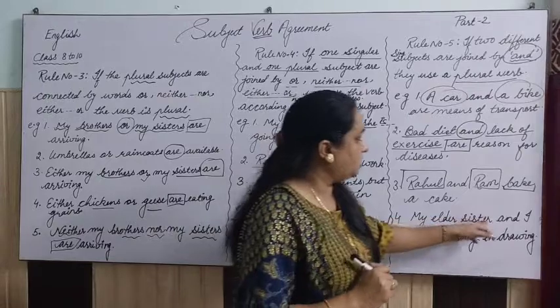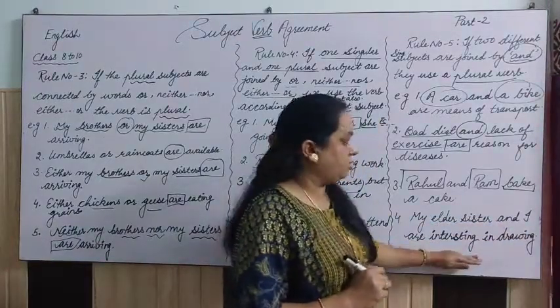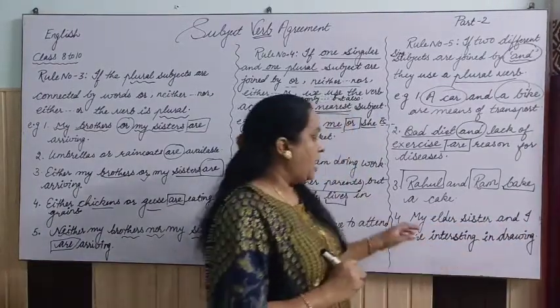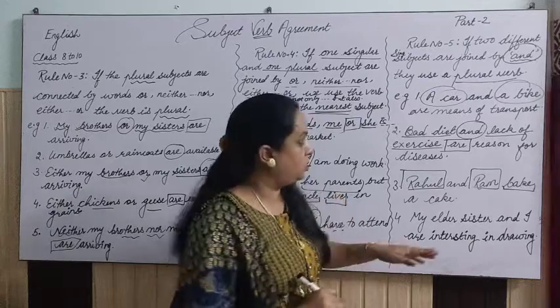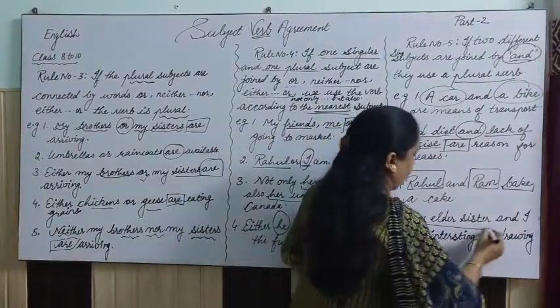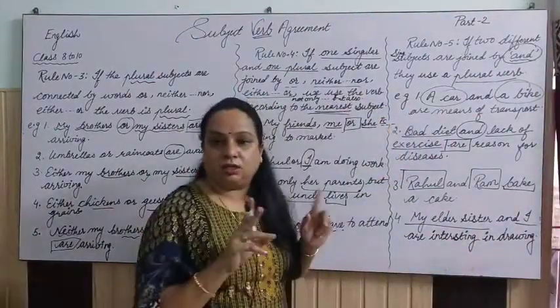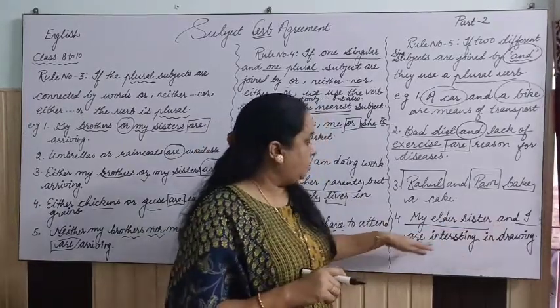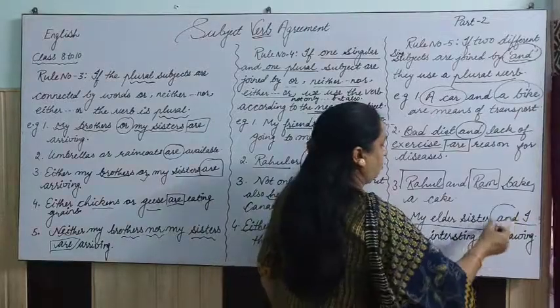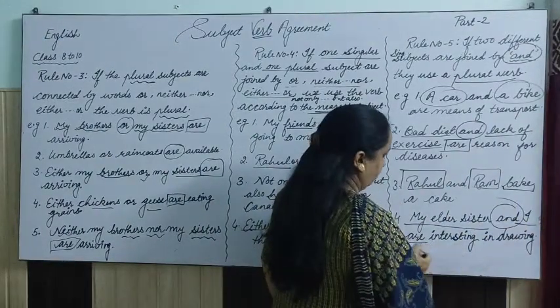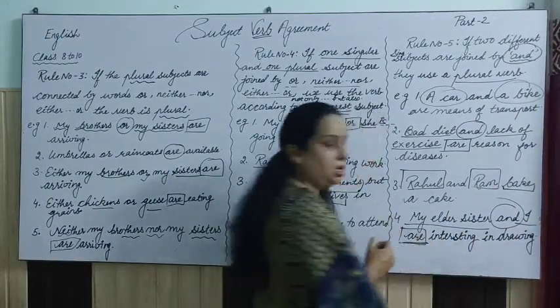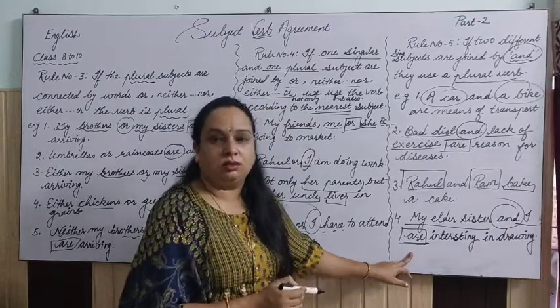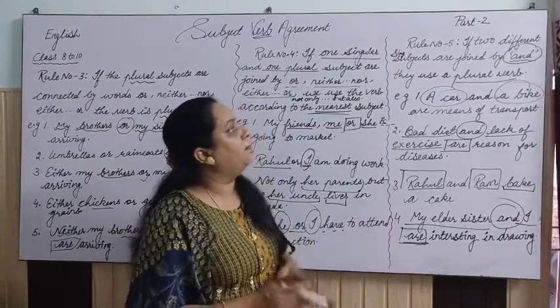My elder sister and I are interested in the drawing. My elder sister is one subject and I is second subject, both are singular here, and with and the verb we are using here is are. Clear? So this is rule number 5.